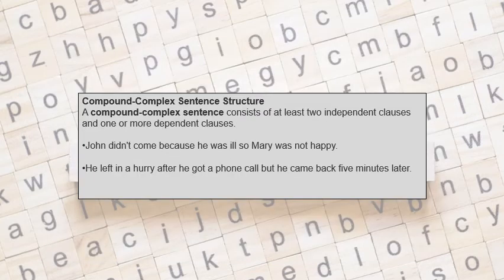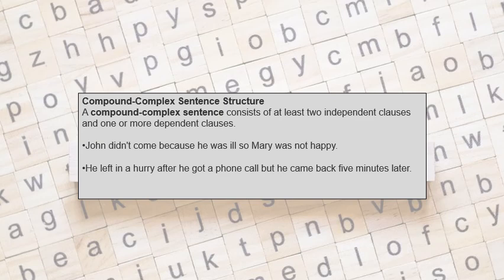Now the last one is compound complex sentences. A compound complex sentence consists of at least 2 independent clauses and 1 or more dependent clauses. Okay, there will be at least 2 simple sentences or 2 independent clauses plus 1 dependent clause, or sometimes more than 1 dependent clause will be there. Anyhow, there should be 2 independent clauses and 1 dependent clause. That is a must. Only then it will be a compound complex sentence.